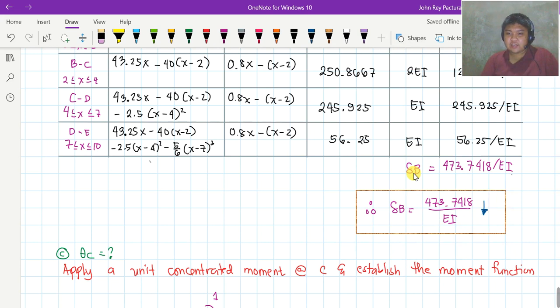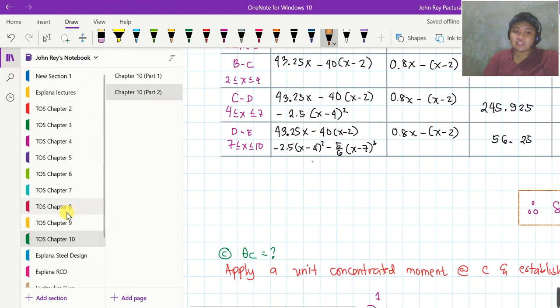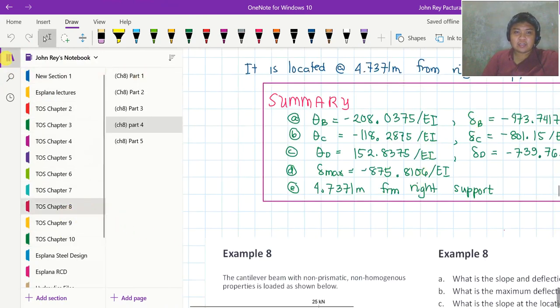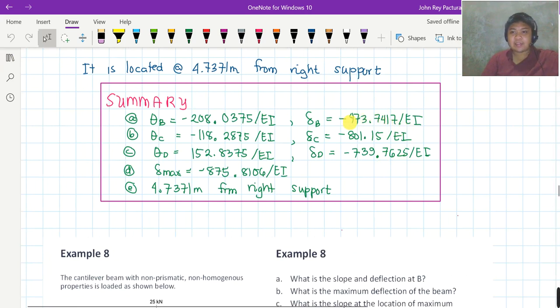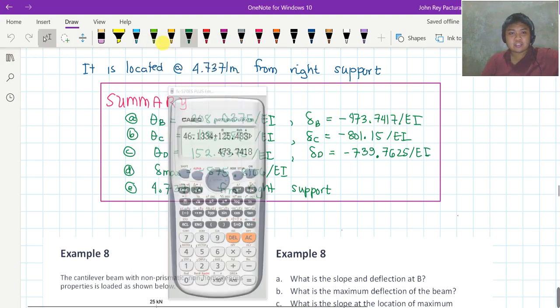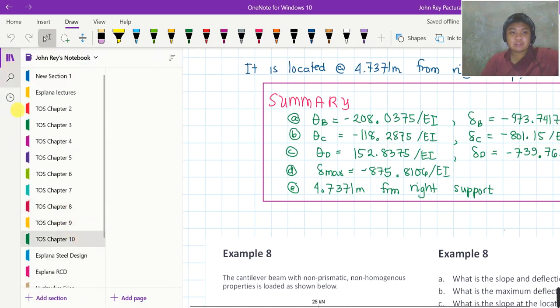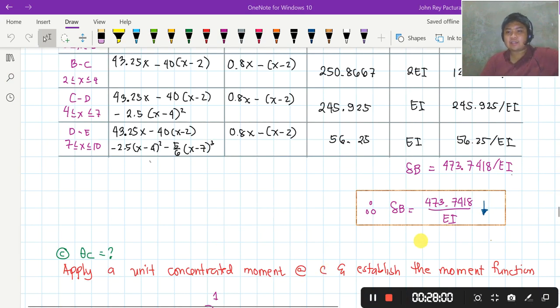Again, i-check natin siya, class, using the double integration method, pero dapat sa double integration makita natin na nag-negative siya. Okay? So, using DIM, ito siya, class, negative 473.7417 over EI. So, tama na negative siya dahil yung naging final answer natin ay downward, no? At the same time, tingnan natin yung numerical value niya dito sa calculator, 7418, the only difference is 0.0001. So, this is attributed due to rounding off error. So, kumbaga, i-assume natin na tama siya, class, kasi napatunayan na natin using the double integration method. Okay? So, proceed na tayo, class, sa next question.